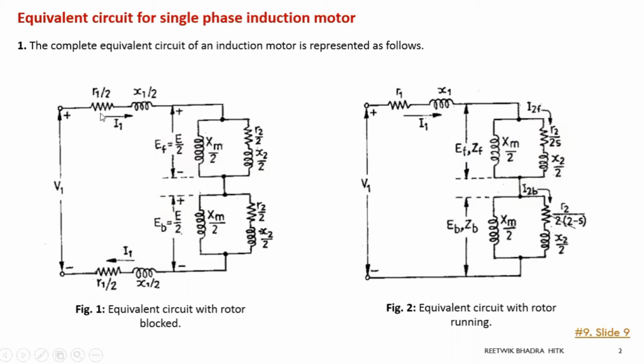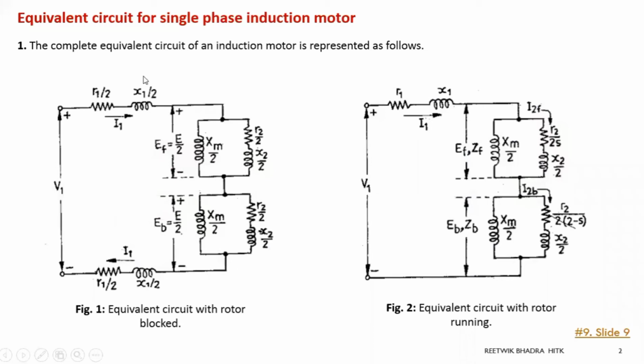So the stator side remains the same, R1. You can do it like this, but rather I will prefer this one because all the circuit is in series. So you can write R1 and X1 directly over here instead of writing it separately. So from your supply V1, we have R1 by 2, X1 by 2. Then we have the components due to our forward field, which is E by 2. The XM becomes XM by 2 and this becomes R2 by 2, X2 by 2. Similarly, for the backward field, all the same components, XM by 2, R2 by 2, X2 by 2, both in parallel, and E by 2.